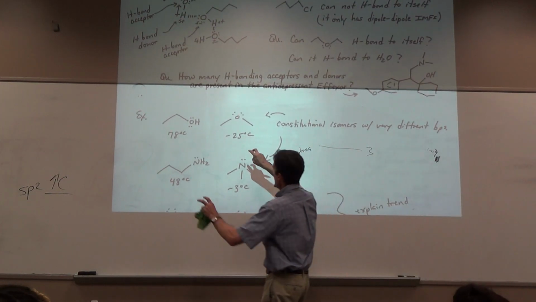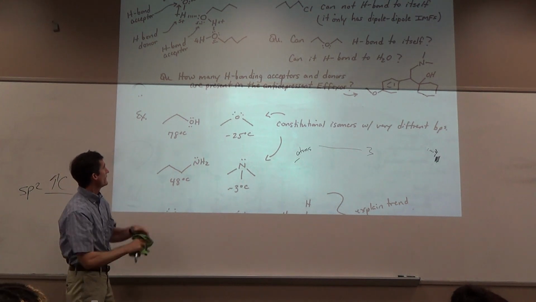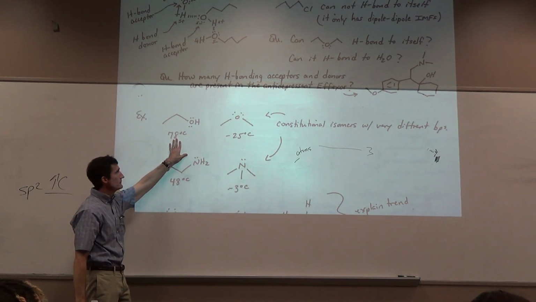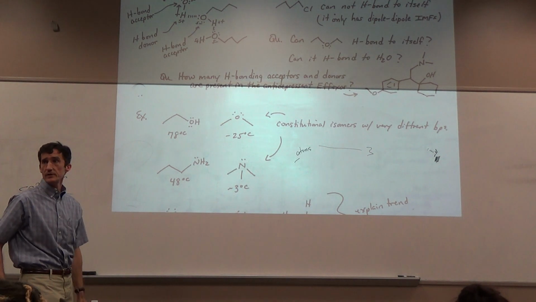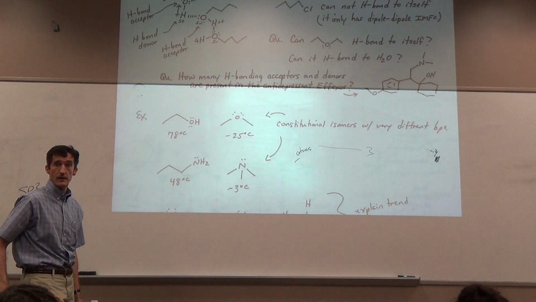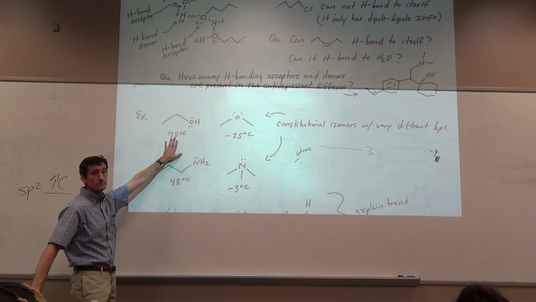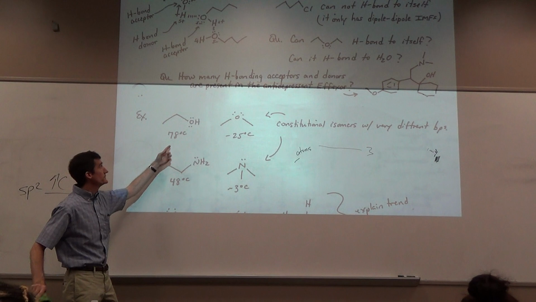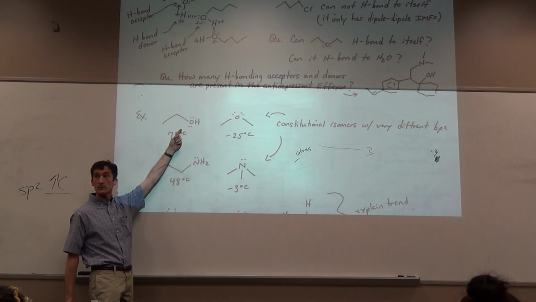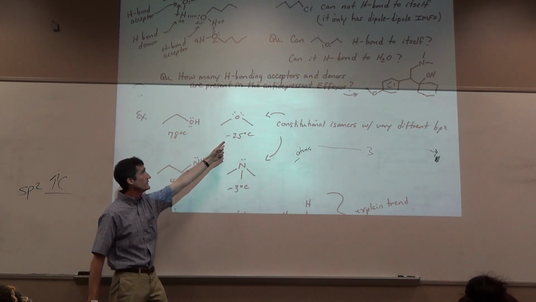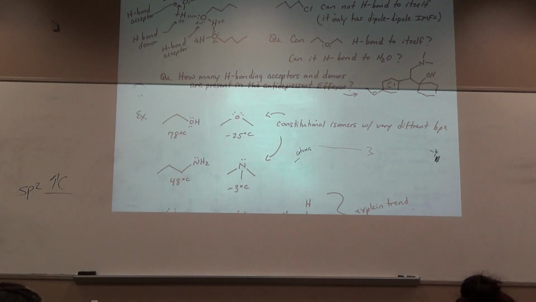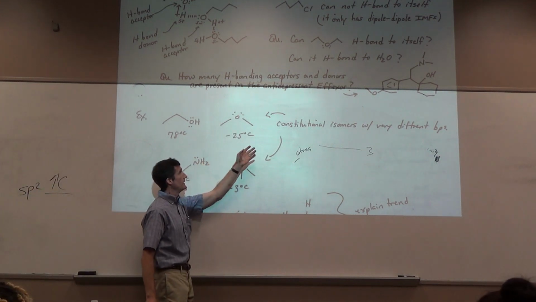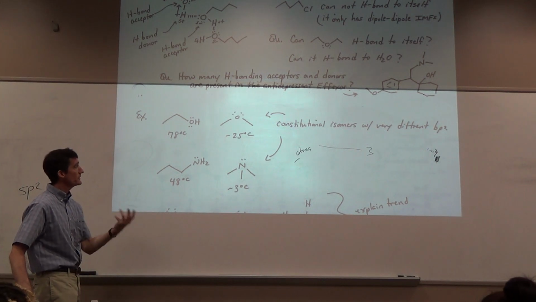These are two constitutional isomers. They have the same formula, different connectivity. Ethanol, boiling point is 78. Dimethyl ether, negative 25. That means even in your refrigerator or freezer, it's a gas. Why is this such a higher boiling point? Hydrogen bonding. Can you envision a hydrogen bonding network between different molecules? Can this hydrogen bond to another molecule of itself? No. You've got two molecules sitting there and they both have acceptors. It's like, well, where's the donor? So they don't associate with each other as much. It's easier to get it to boil. You don't have to overcome as much IMF.